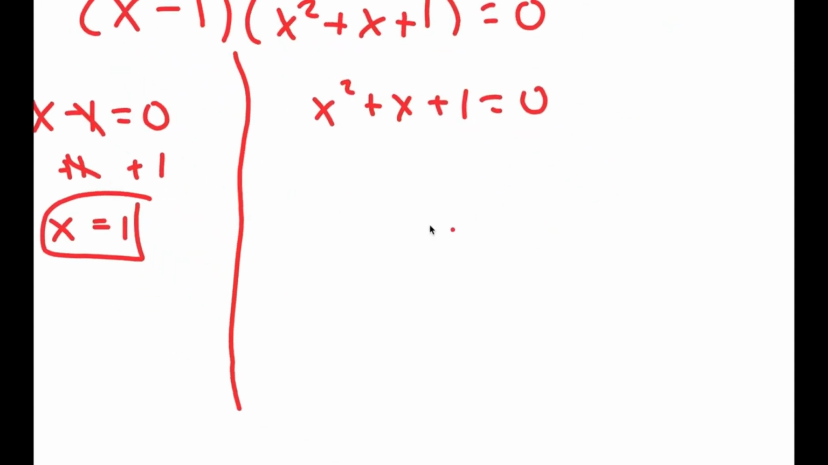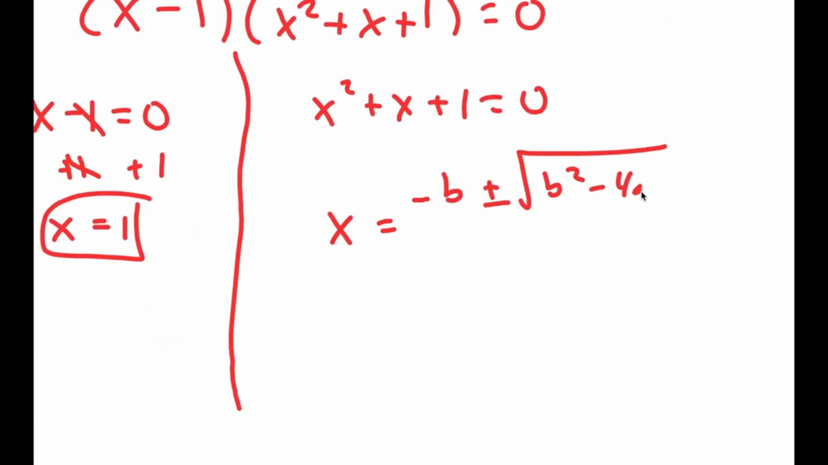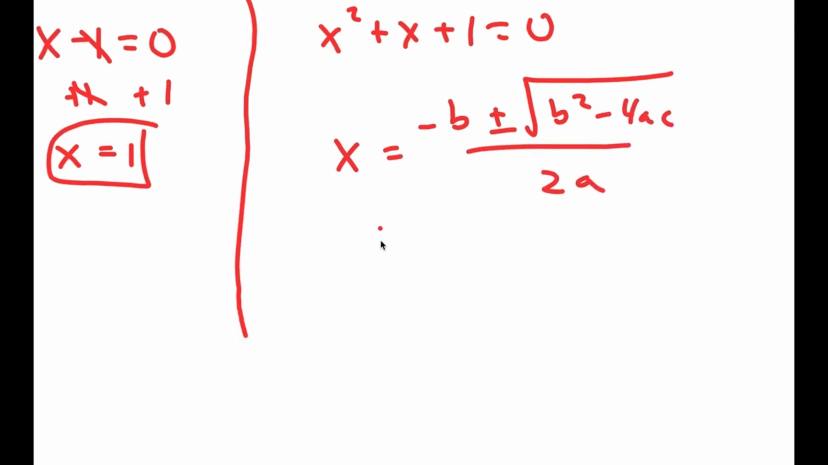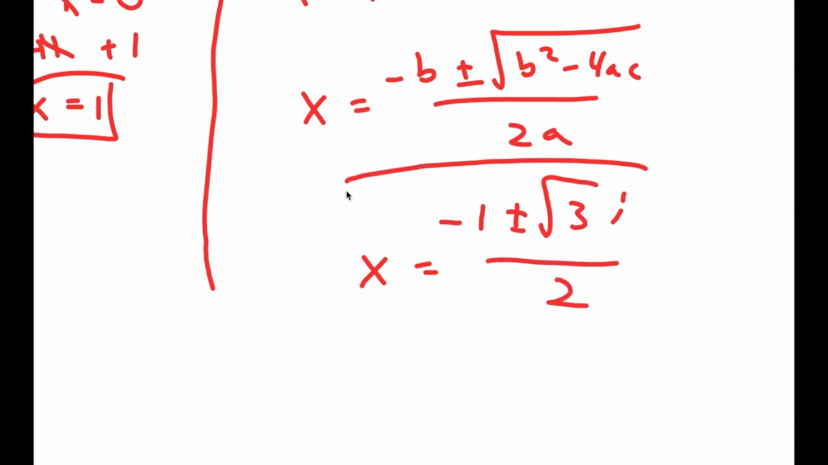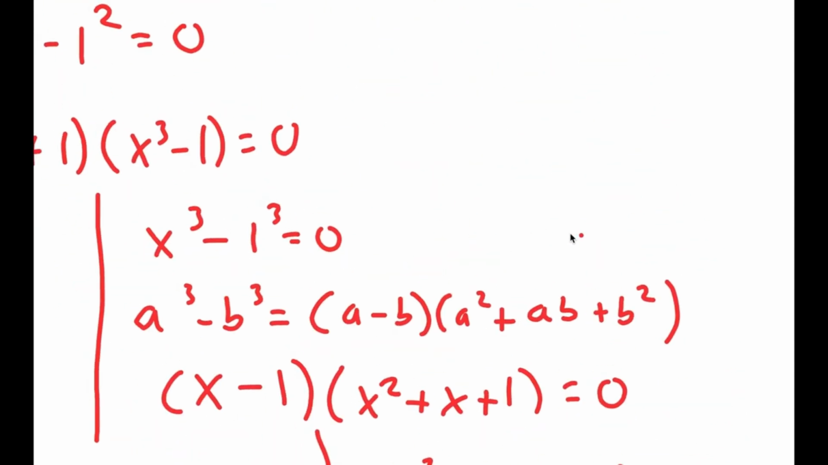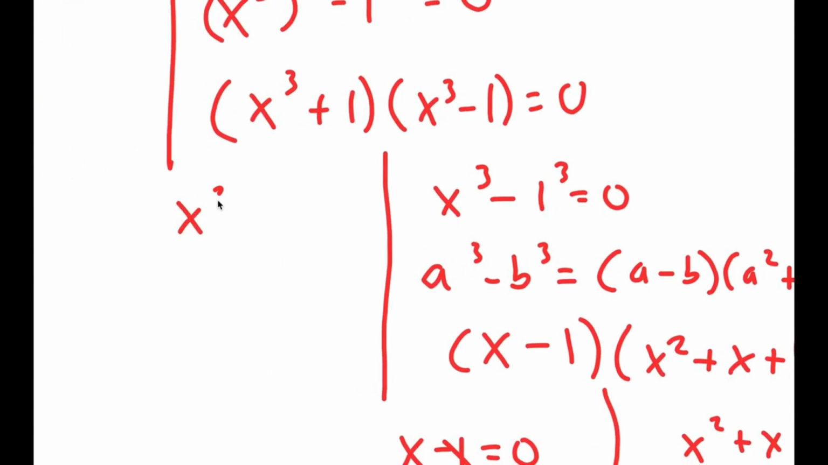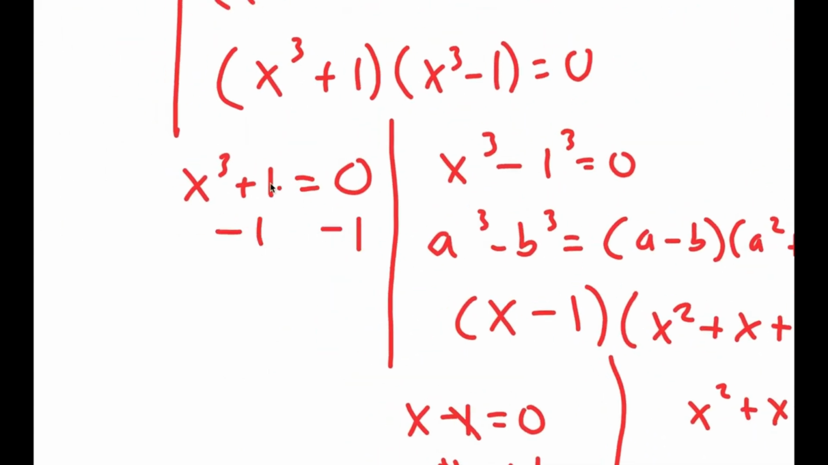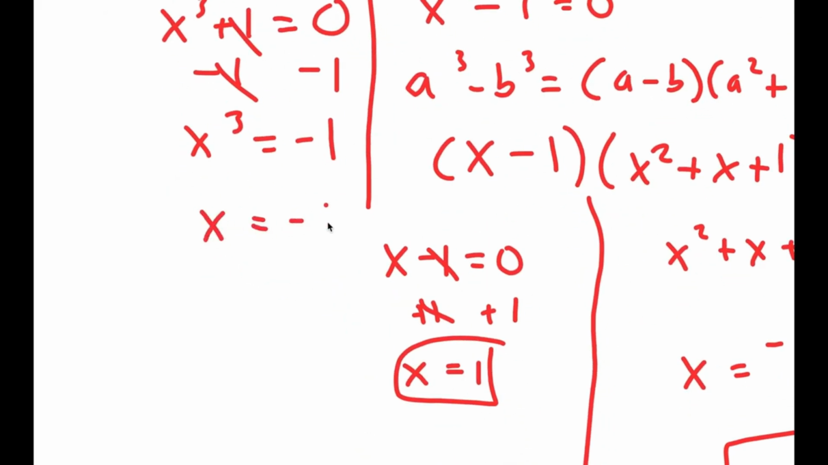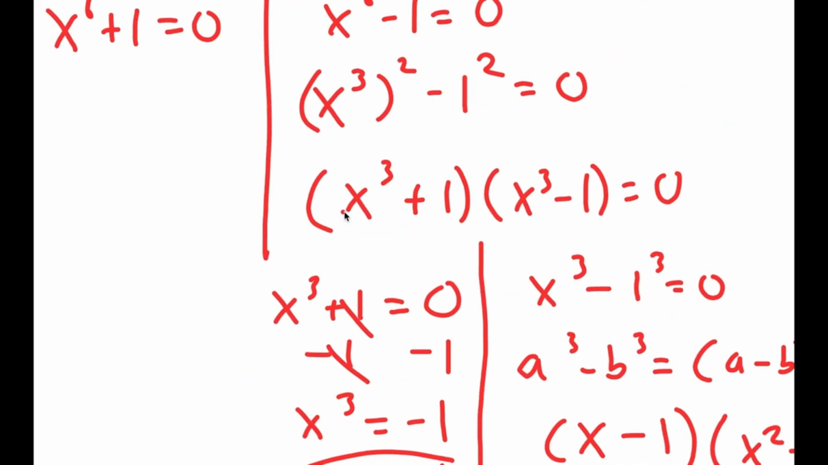And for x squared plus x plus 1 equals 0, I can use the quadratic formula. By using it, I get x is equal to negative 1 plus or minus the square root of 3i over 2. So these are two more solutions. And now we aren't done yet because we also have to solve these. So now I have x to the power of 3 plus 1 is equal to 0. And I'm going to subtract 1 on both sides, so I get x to the power of 3 is equal to negative 1, meaning x is also equal to negative 1. So this is another solution.